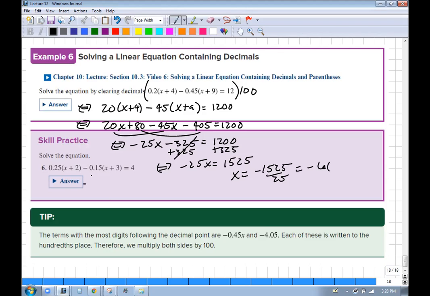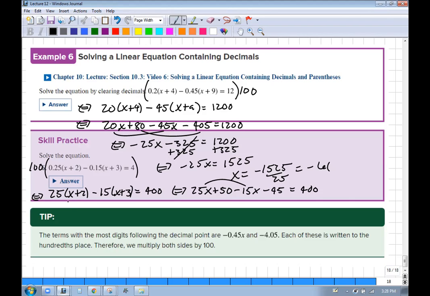All right. This one we can do in the same way. Since there's hundredths places, multiply everything by 100. We get 25 times x plus 2 minus 15 times x plus 3 equals 400. Okay, let's get rid of the parentheses. 25x plus 50 minus 15x minus 45.